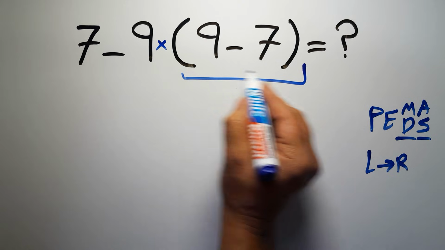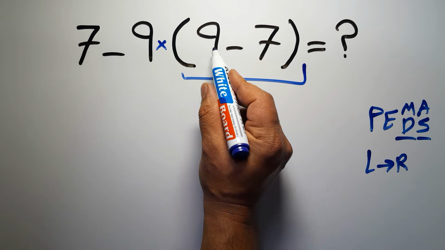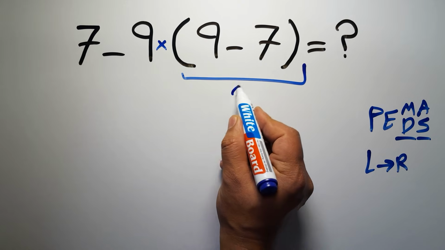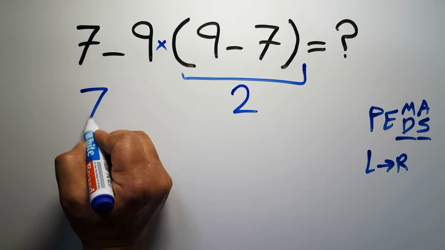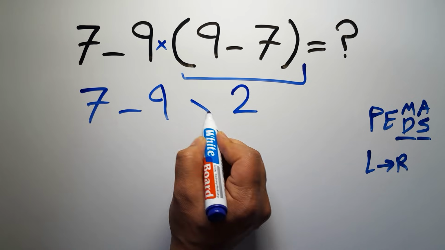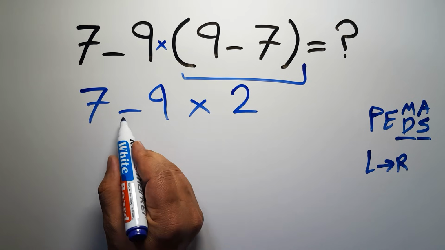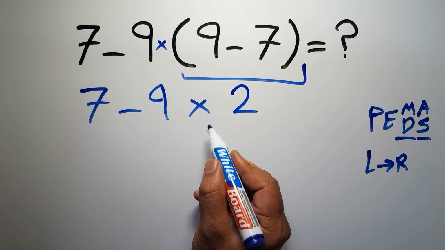So first we have to do this parenthesis. Inside this parenthesis, we have 9 minus 7, which equals 2. So 7 minus 9, then times 2. Now we have one subtraction and one multiplication.